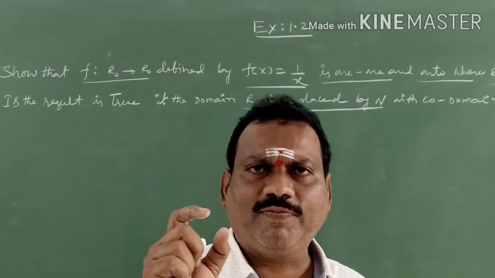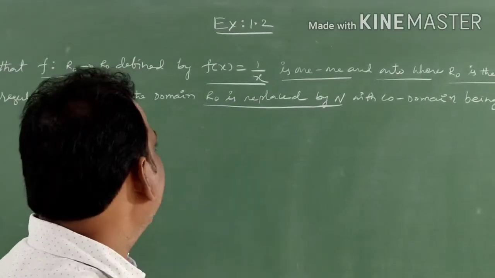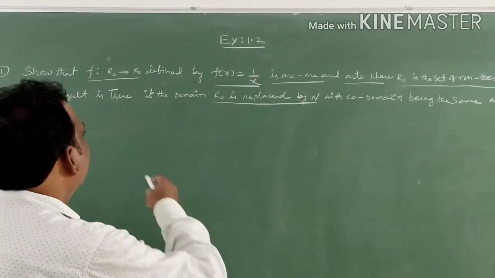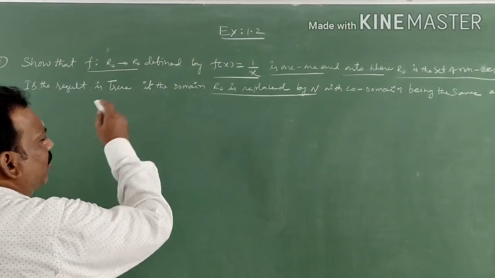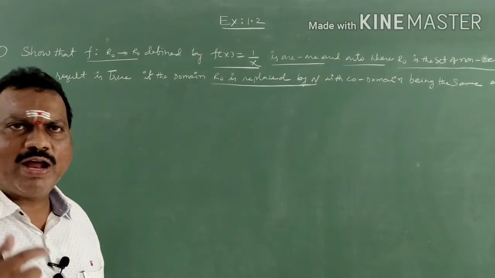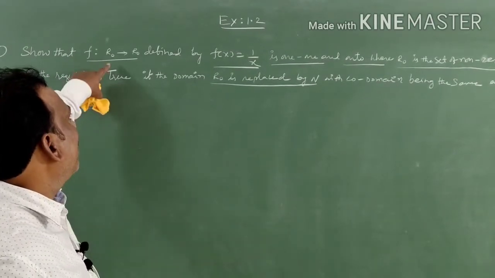First I will solve the first condition. What is the first one? Show that. That means you have to prove. What we have to prove? F is a mapping from R0 to R0. The function is mapping from one set to another set. What is that set? R0.